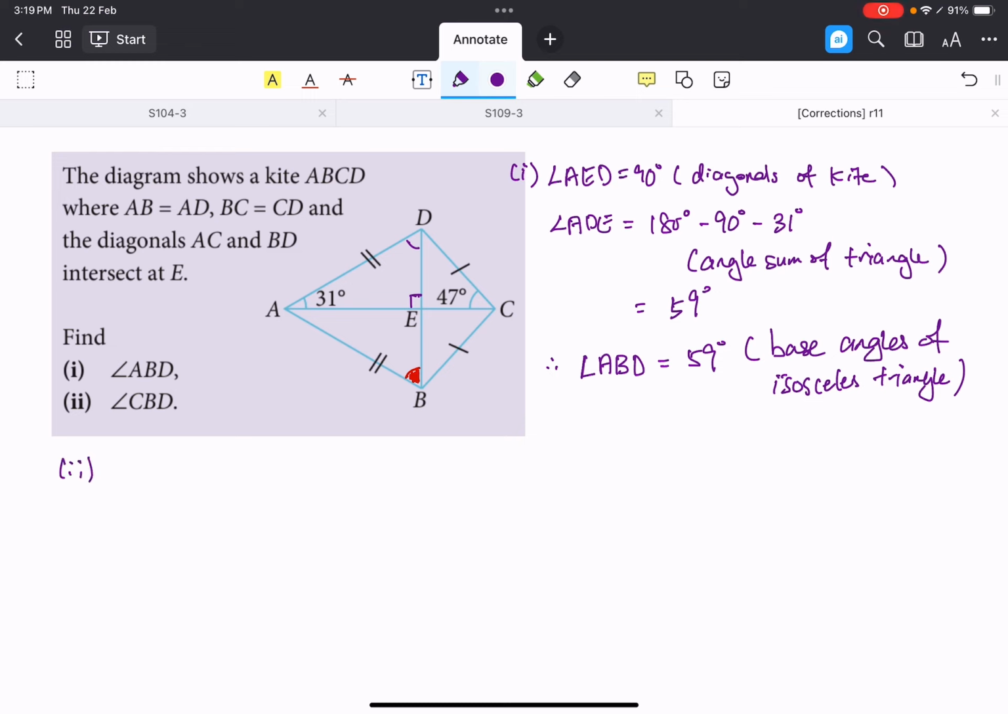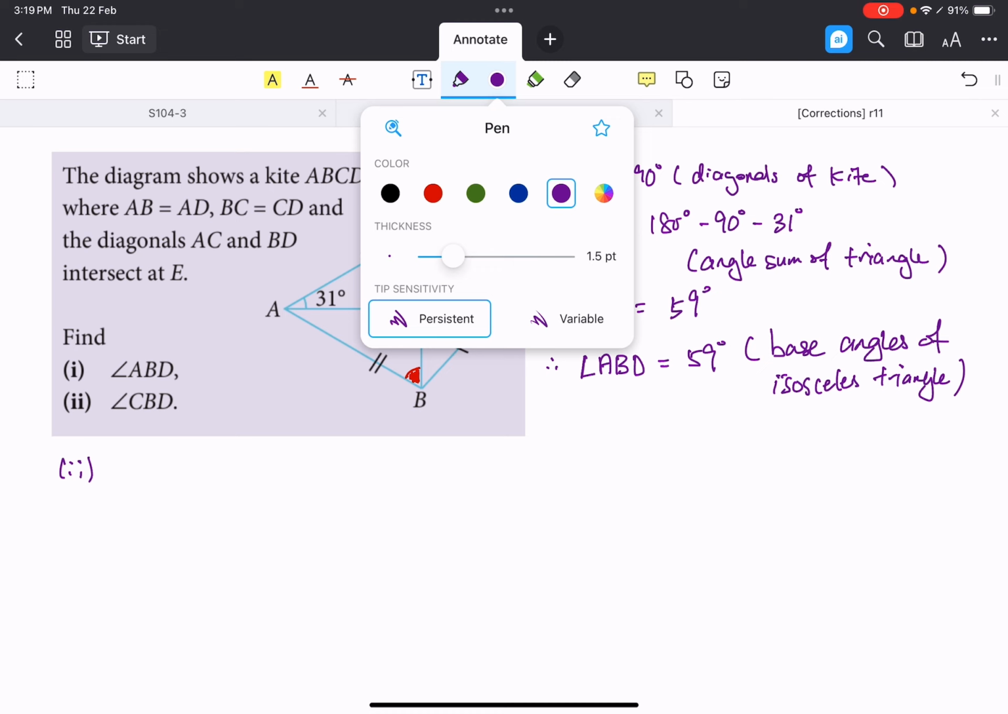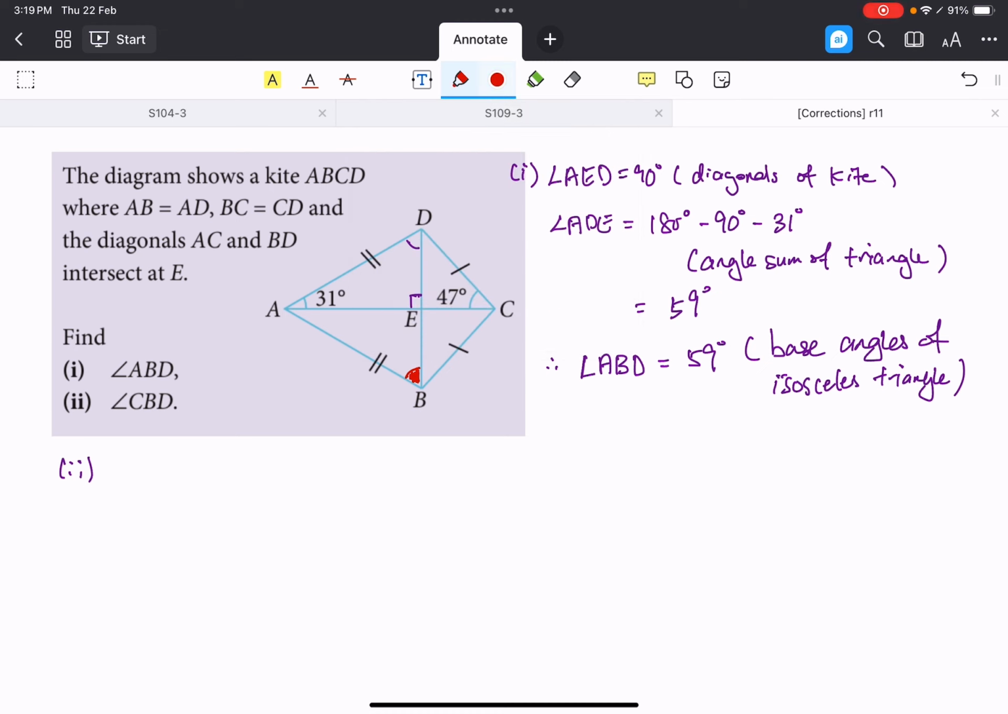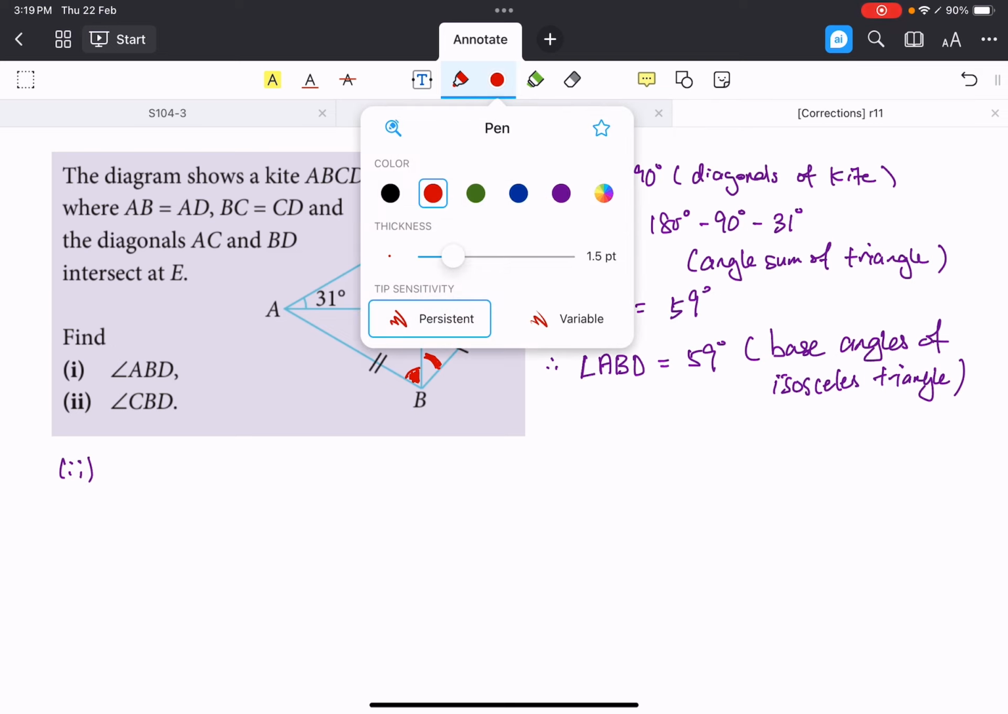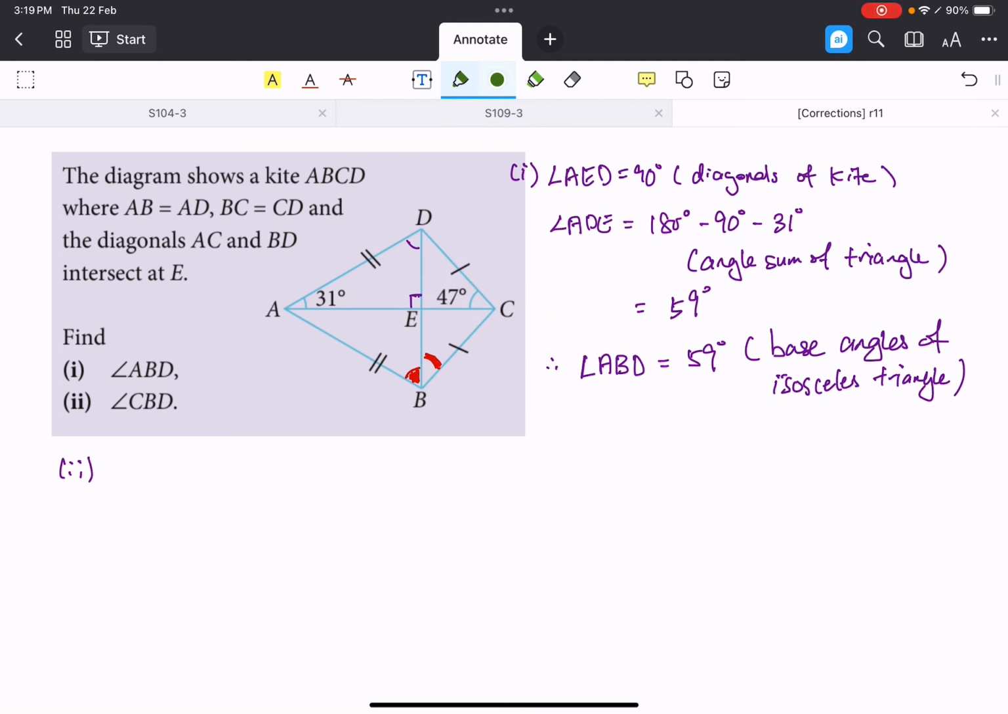Part 2, we want to find angle CBD. Let's mark it out. CBD is this angle over here. You're going to use the same technique. Let me do it in green. Again, I'm going to declare this angle over here.